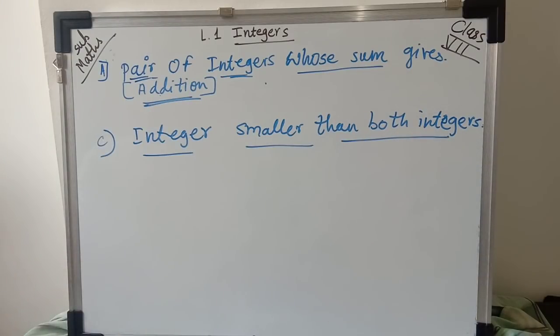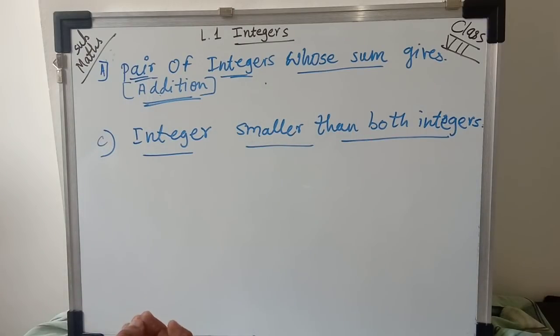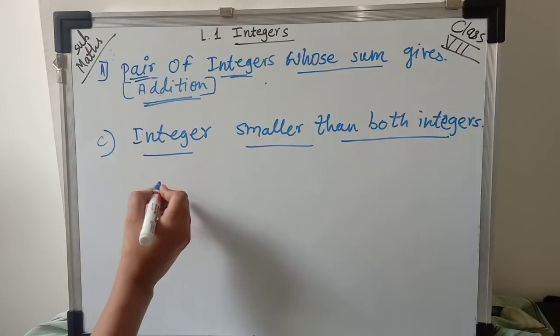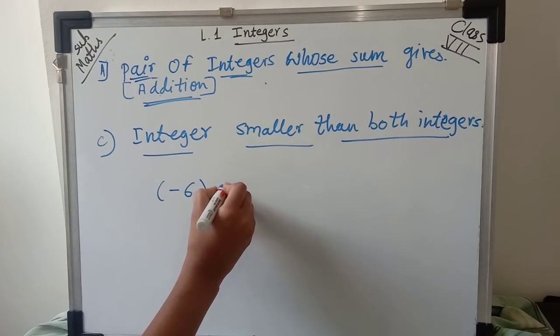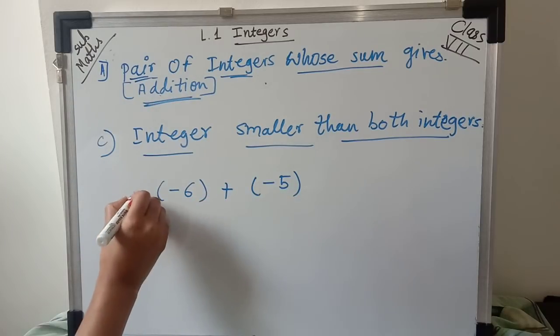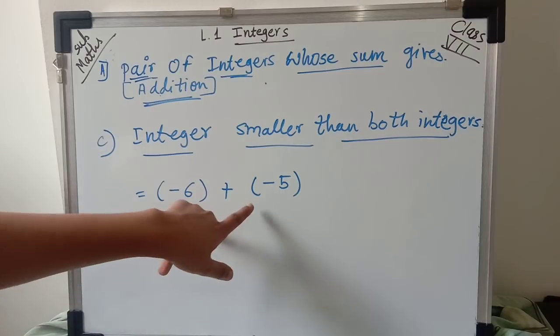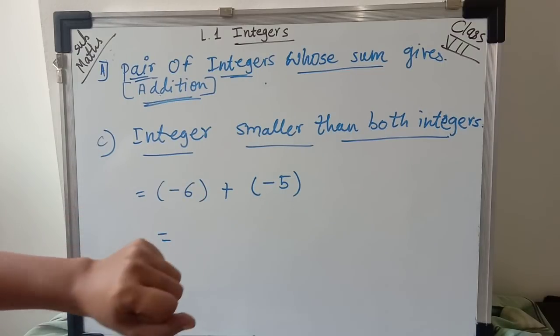Okay, after adding any two integers, the value of the sum is smaller than both integers. For example, if I take -6 plus -5, both are negative integers. So what we have to do? We have to do the addition.